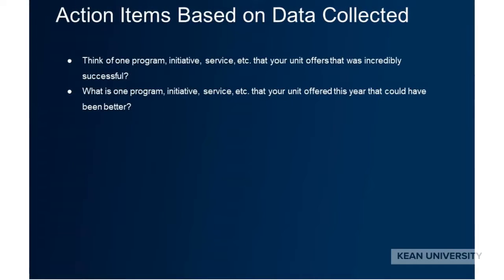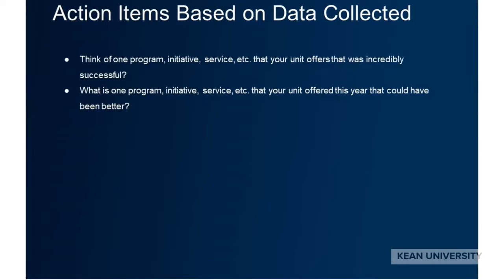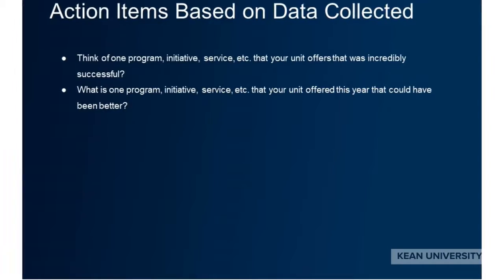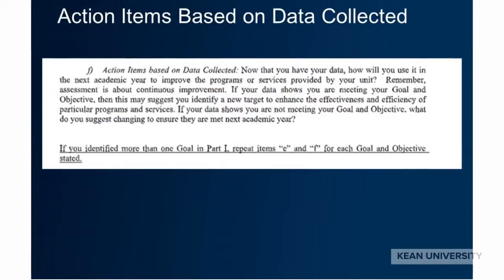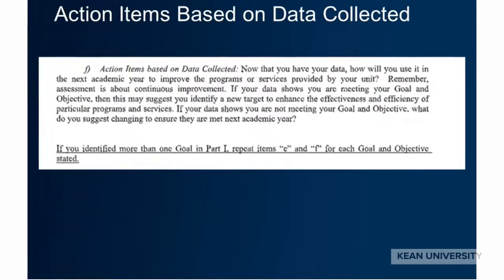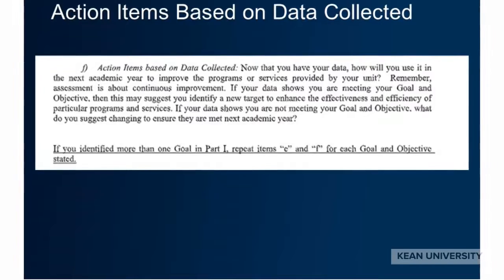Now that we have taken some time to synthesize the data from a fall program, take a moment and identify 2 programs, one program that went really well and another that could use some adjusting. The second portion of Part B is action items based on data collected. Here we want to highlight that this section is repeated for each goal and objective stated in Part A.